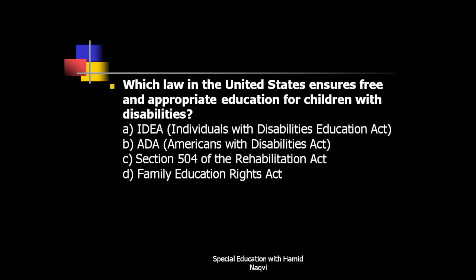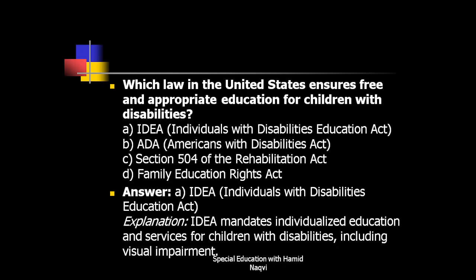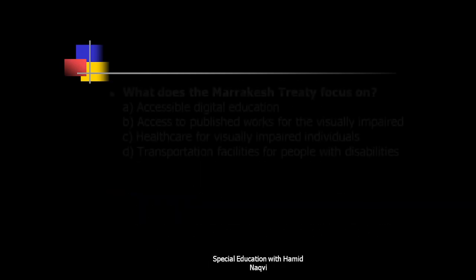Which law in United States ensures free and appropriate education for children with disabilities? IDEA, ADA, Section 504, or Family Education Act? The answer is IDEA, which is short for Individuals with Disabilities Education Act. IDEA mandates individualized education and services for children with disabilities, including visual impairment.